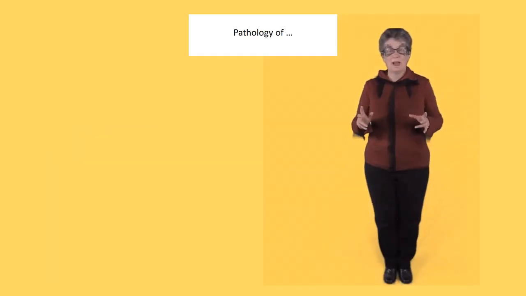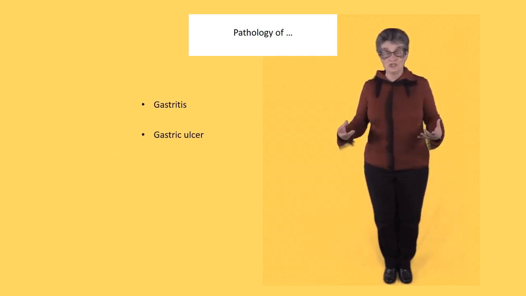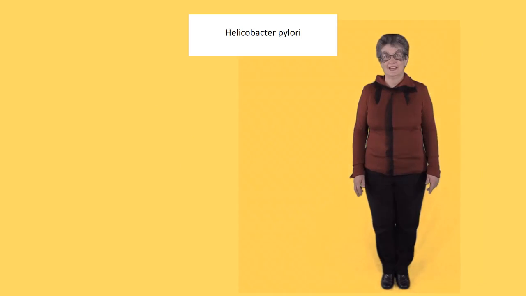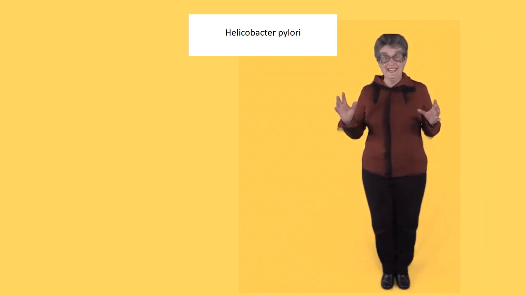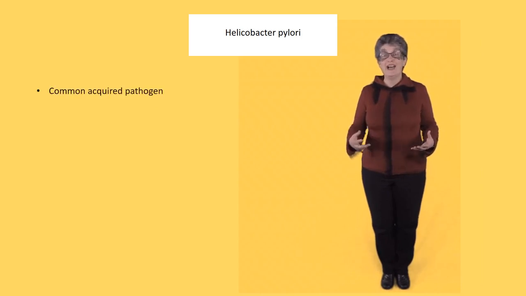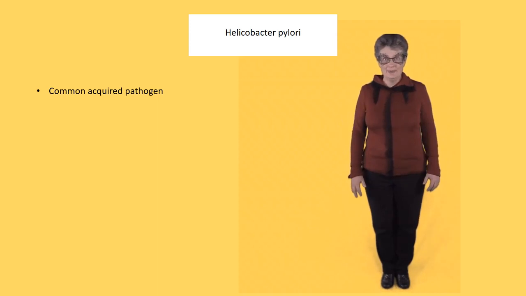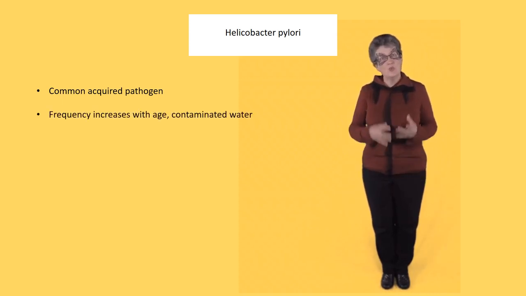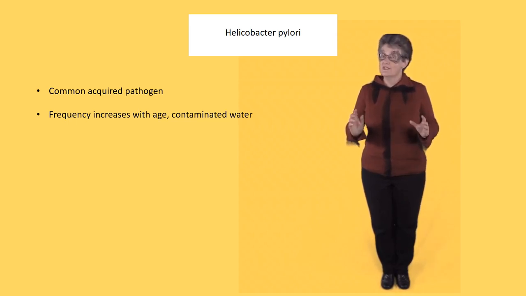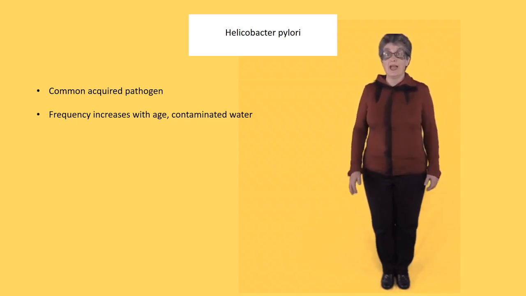Let's move on to think about the pathology of gastritis, gastric ulcer, and gastric tumours. They're all linked by one thing. And that thing is Helicobacter. So Helicobacter is a commonly acquired bacteria. It's acquired through drinking contaminated water. In the Western world, we often acquire it as adults, but in the developing world, children acquire Helicobacter.